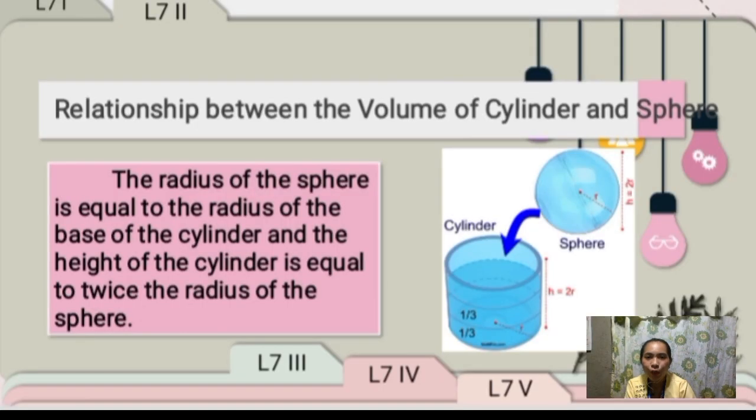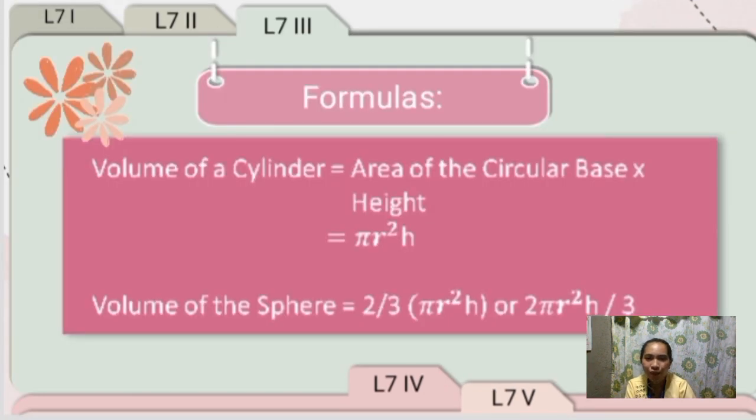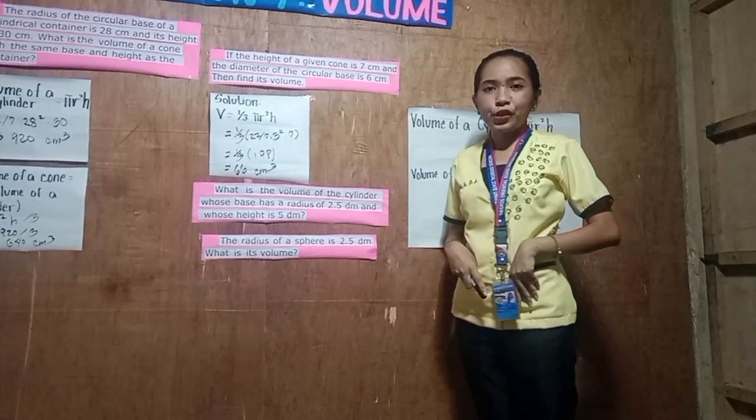Now, relationship between the volume of cylinder and sphere. The radius of the sphere is equal to the radius of the base of the cylinder, and the height of the cylinder is equal to twice the radius of the sphere. So we have here the formula of a cylinder. So area of the circular base times height. So pi r squared times h. And then for the volume of the sphere, we have here 2/3 pi r squared times h, or 2 pi r squared times height over 3.